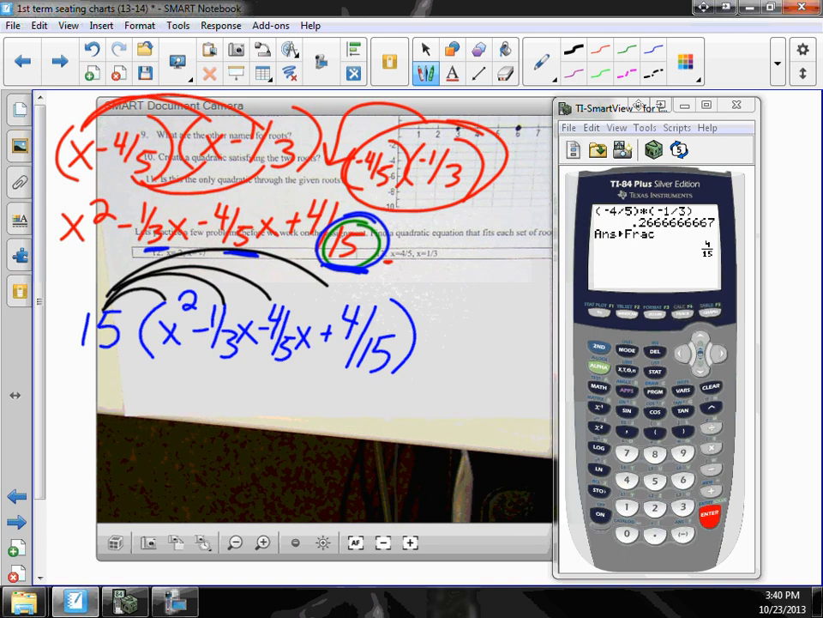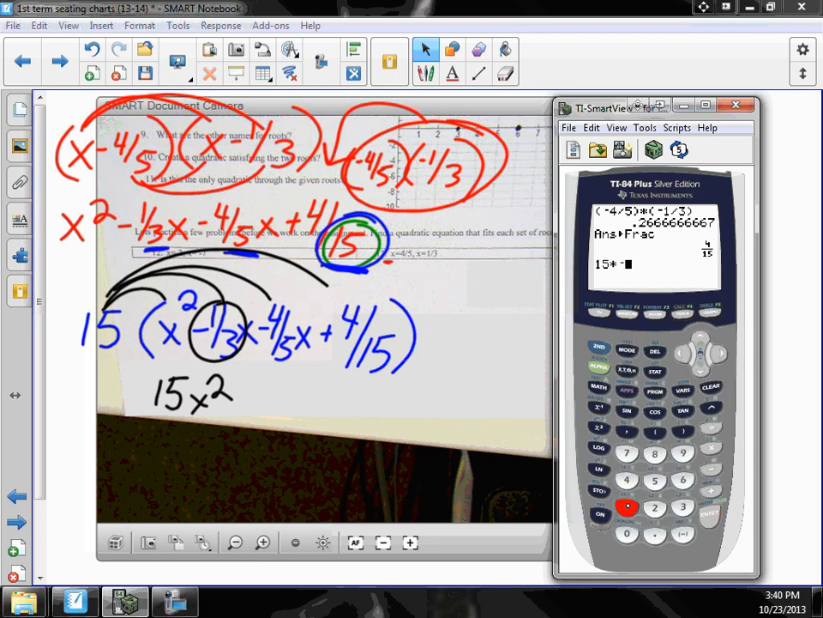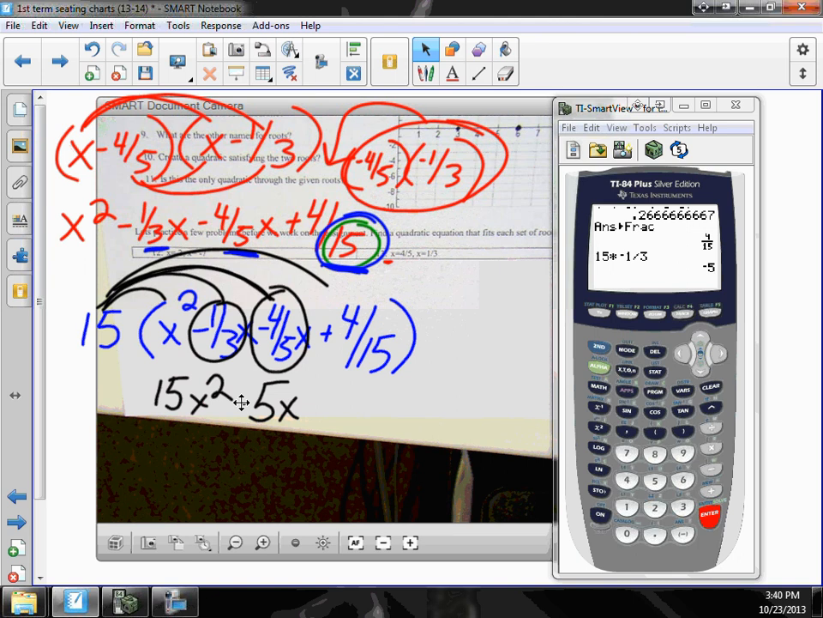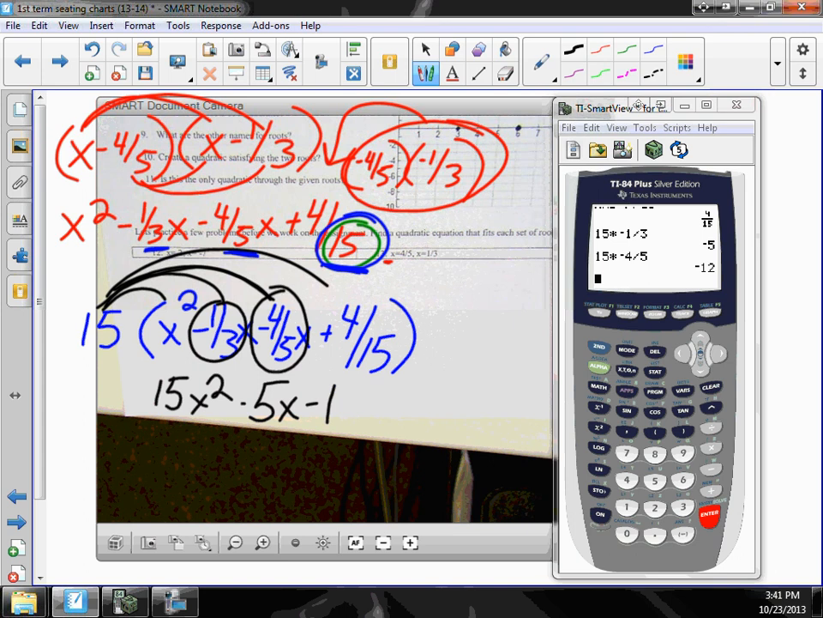So 15 times x squared is 15x squared. 15 times negative 1/3, well, I don't know what that is. Let's just ask the calculator. 15 times negative 1/3, enter, it's negative 5, which is what I wanted. I wanted the fraction to go away, so negative 5x. The next one, 15 times negative 4/5. Again, I don't want to do that in my head. 15 times negative 4 over 5, enter, is negative 12, which is good. The fraction went away. Minus 12x.